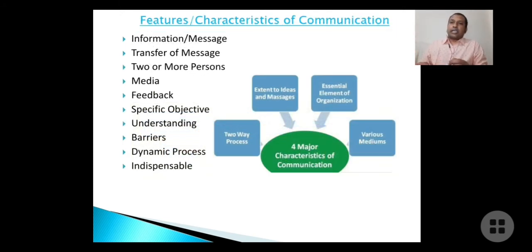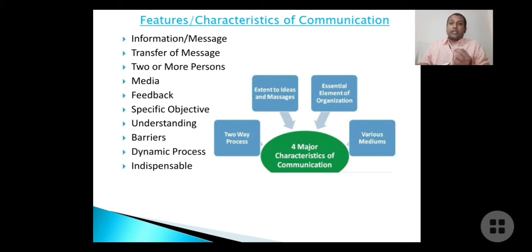Next, features, characteristics of communication. Here we see four major characteristics of communication in the figure. Number one is two-way process. It must be a two-way process. One-way process is not an effective communication. And extend to ideas and messages. That means what will be communicated to the receiver from the sender? The idea or the message will be communicated to the receiver.